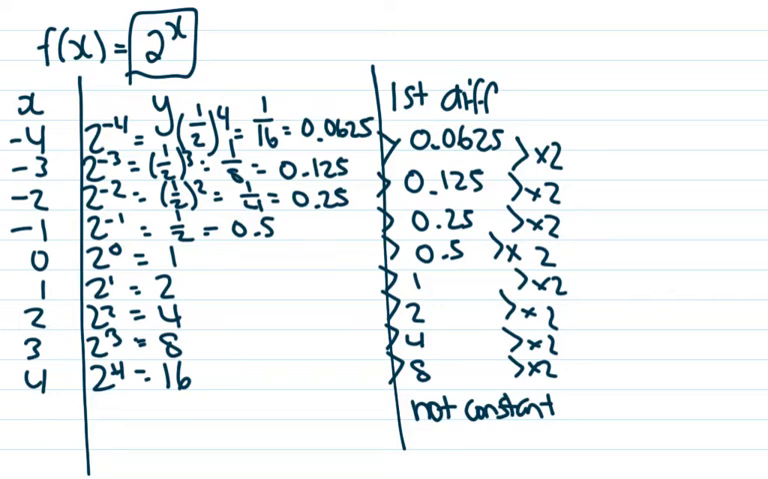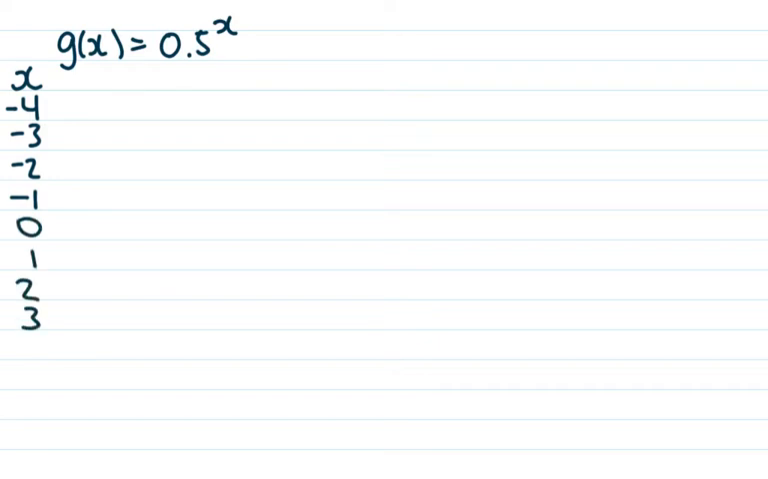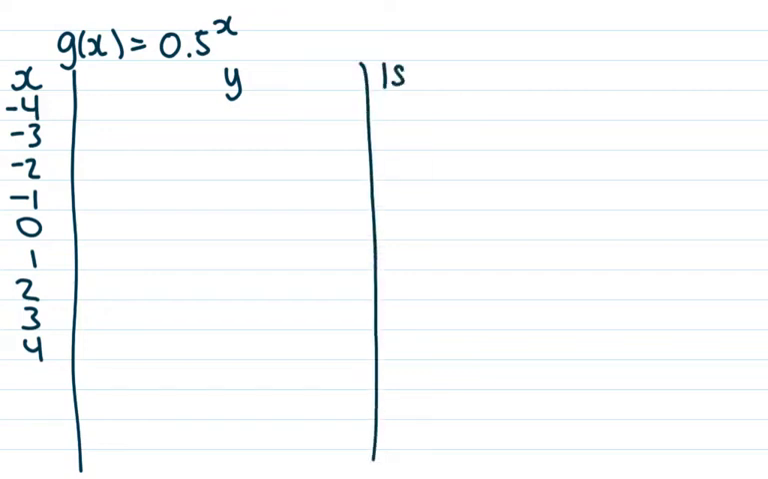All right, the next table of values is g of x equals 0.5 to the power of x. So we're going to do the same thing with our table of values. If I plug in -4 for x, I have a half to the power of -4, which is the same as the reciprocal of a half to the power of +4. The reciprocal of half is 2 over 1, or just 2, to the power of 4, which is 16.